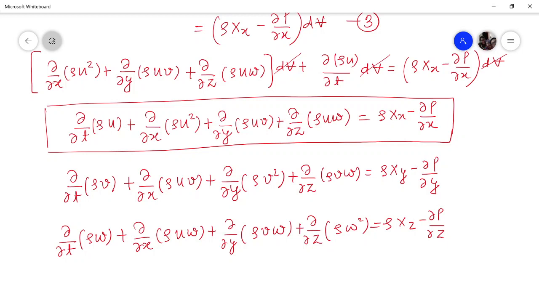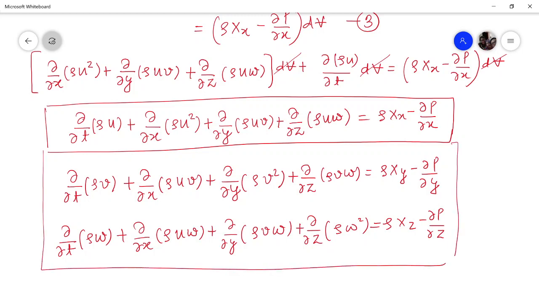Now these are the components of the Euler's equation which you have derived in the x, y and z directions. But remember that these are all in compact form or conservative form. Whenever you apply the conservation laws onto a control volume and derive the Euler's equation or energy equation or any equation, the equation which you get is in compact or conservative form.